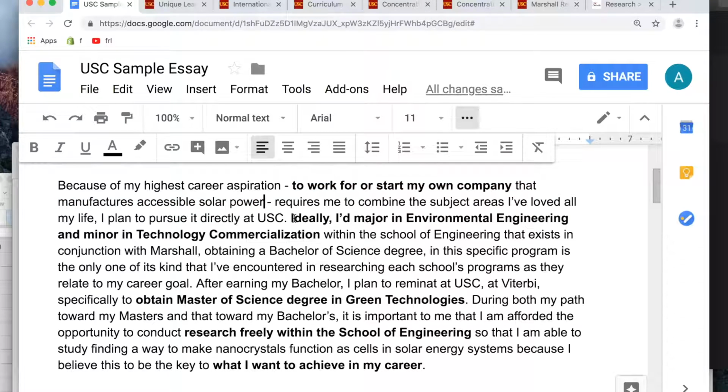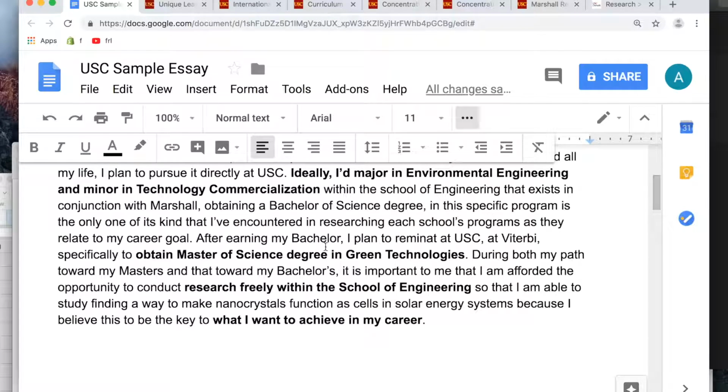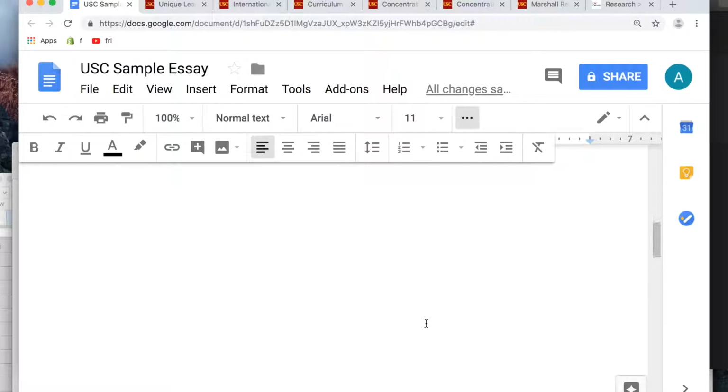Ideally, she wants to major in environmental engineering and minor in technology commercialization within the School of Engineering, which exists in conjunction with Marshall, which is one of a kind that she has encountered in researching the school's programs. And in the future, she wants to obtain a Master of Science degree in Green Technologies so that she can research freely within the School of Engineering. The whole goal of attending USC is to help her achieve her career.